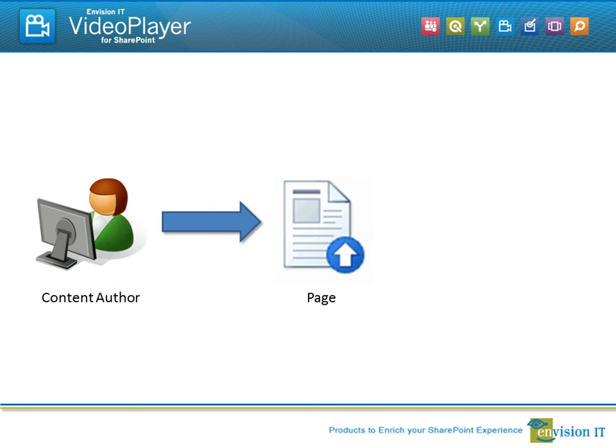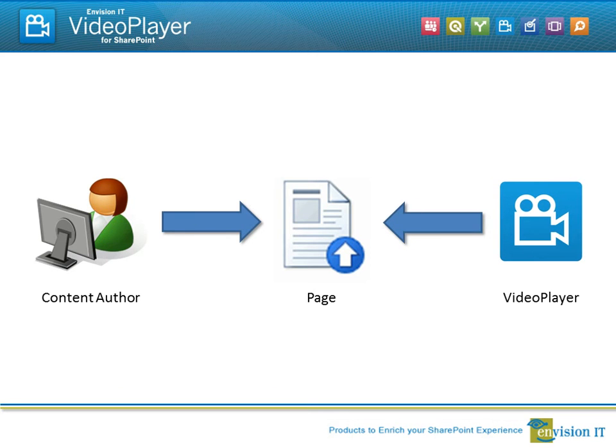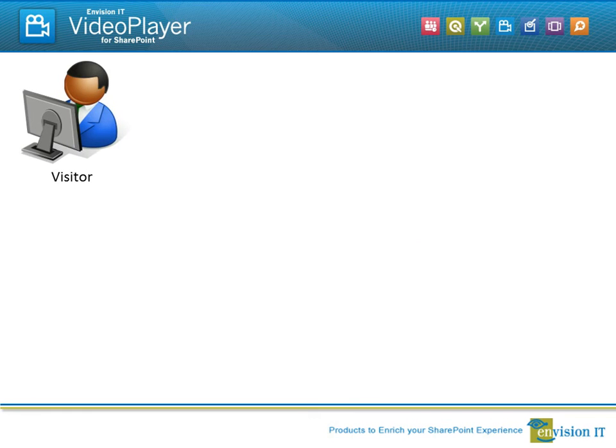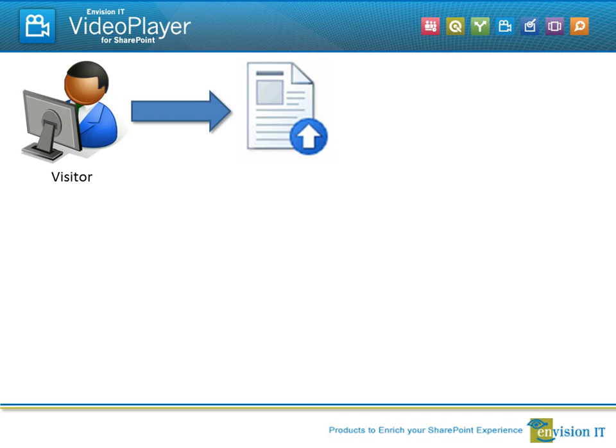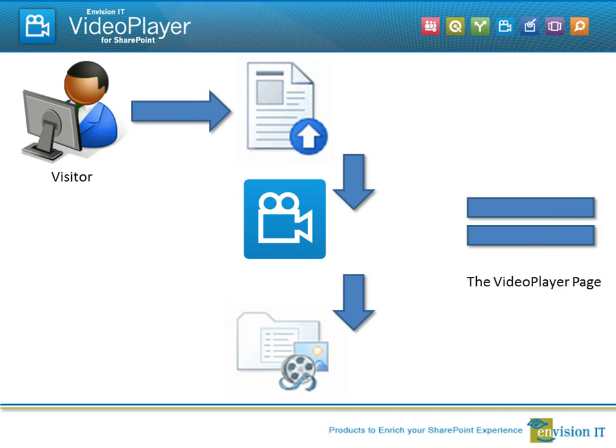They then take a page that they want to render those videos on, and they add the video player web part to that page. They configure it to point to the asset library, and they're all set. Now, when a site visitor comes to that page, the video player web part is going to look in the asset library, determine what videos should be rendered on this particular page, and render out that page.